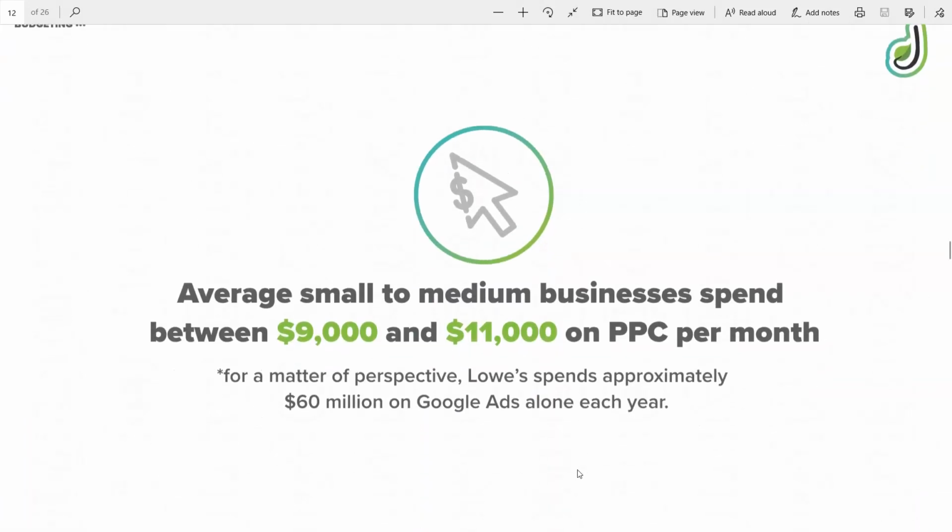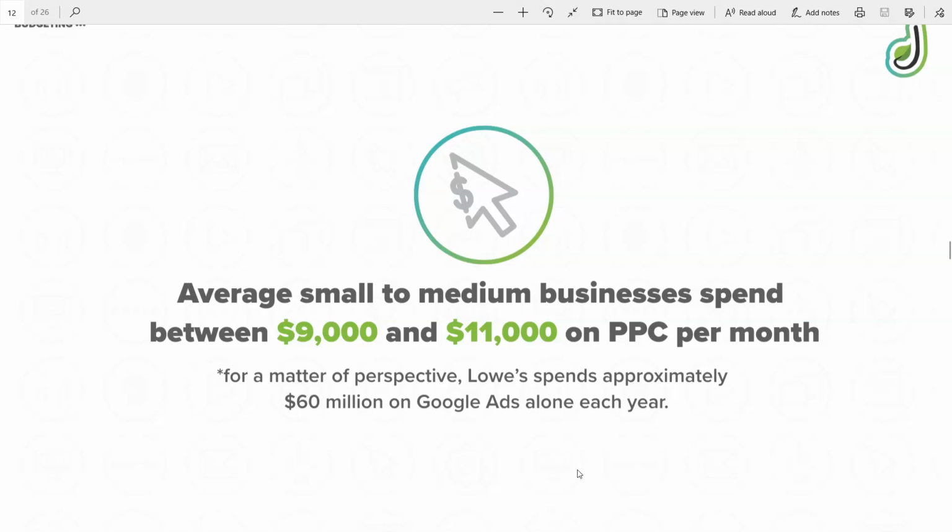On average, though, small to medium-sized businesses are usually about in this $9,000 to $11,000 per month advertising budget for PPC. It probably sounds like a lot, but when you consider what the potential ROI is on PPC compared to other forms of advertising, it ends up paying for itself pretty quickly, so long as you're operating in an industry where the revenue per service or per ticket is sufficient enough to balance out the cost per click on average or the cost per conversion.